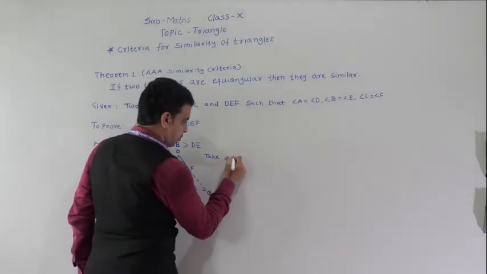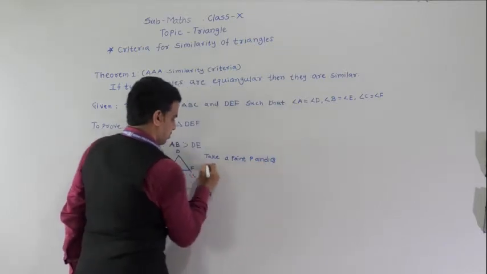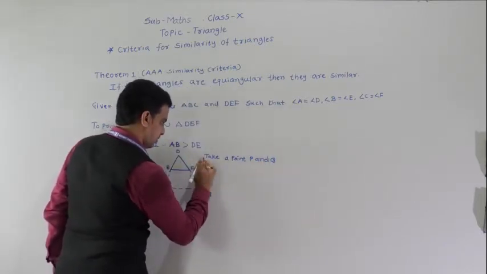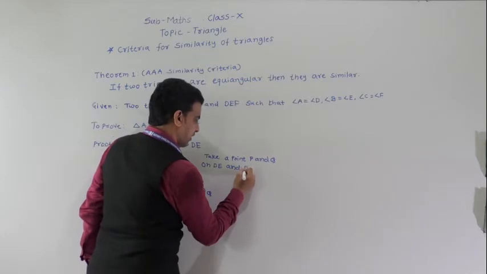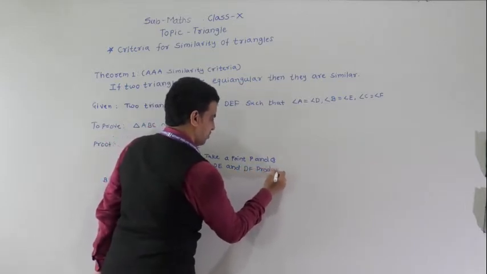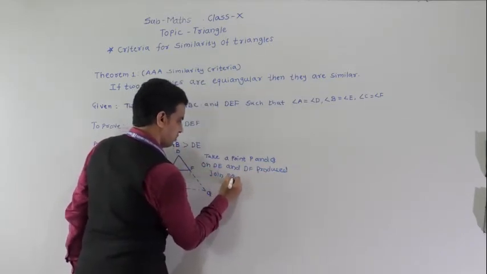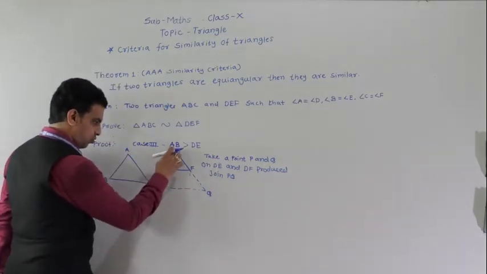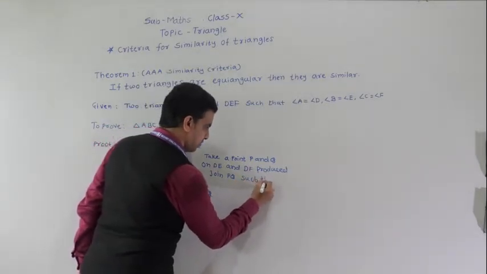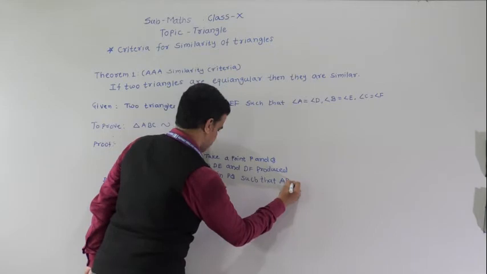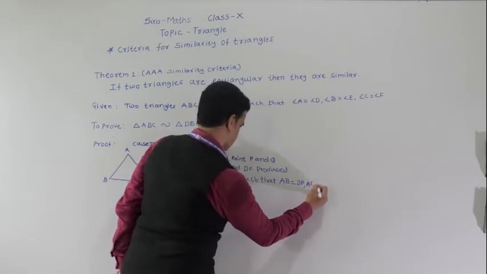So take points P and Q on DE and DF produced, and then join PQ. Take points P and Q on DE and DF produced and join PQ, such that we can write here AB is equal to DP and AC is equal to DQ.